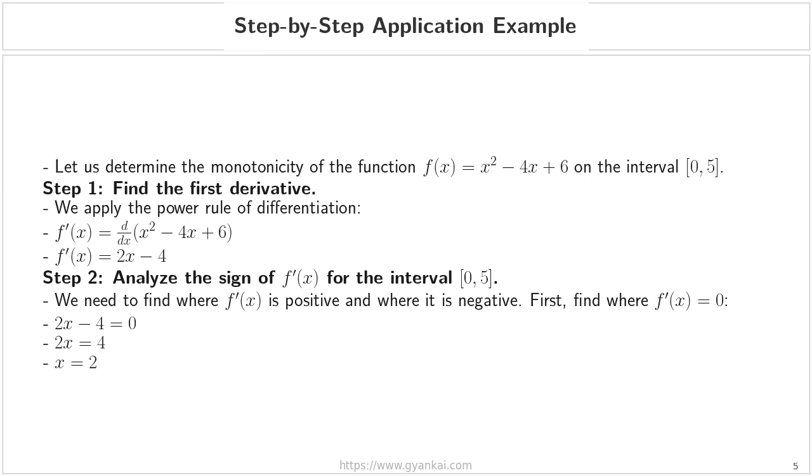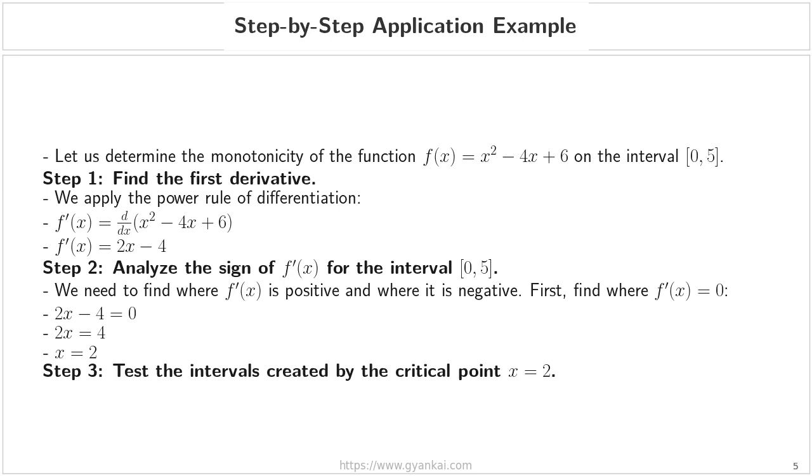Next, in step 2, we need to analyze the sign of this derivative within our given interval of 0 to 5. To identify where the function changes direction, we first find the critical point where the slope is exactly 0. We set the derivative, 2x minus 4, equal to 0. Solving this, we see that 2x equals 4, which means x equals 2.